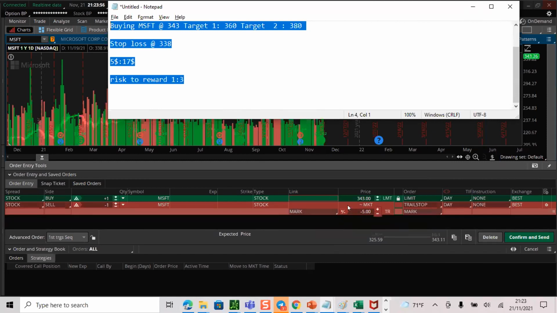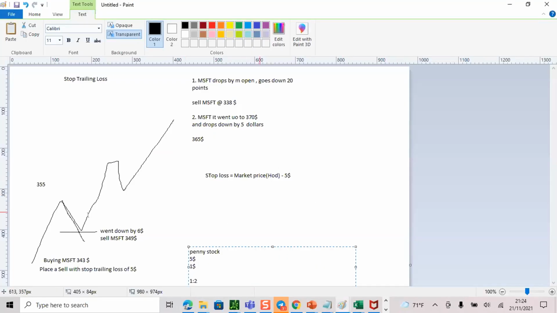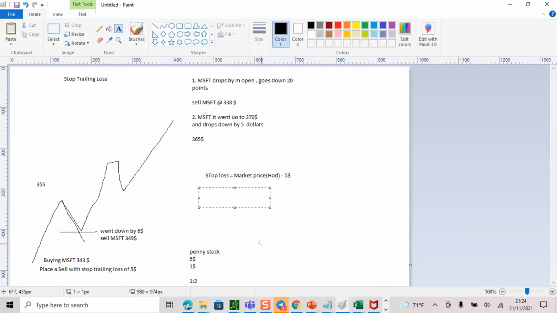You're setting the trailing loss for the market price, right? You are not setting it only for whatever you bought it at. You are setting it for the market price, which keeps going up as the stock goes up. So basically, as I already mentioned here, the stop loss is the market price minus $5. So that's what it does.